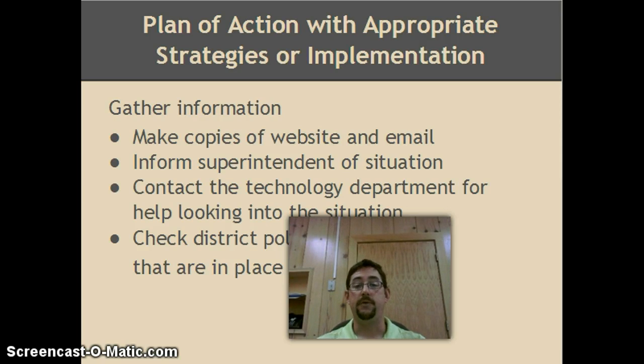Plan of action with appropriate strategies or implementation. First thing is to gather information. I would make copies of the website and email that Ms. Walker received. I would inform the superintendent of the situation. I would contact the technology department to ask for help in looking into the situation on the internet side of things. And then I would check the district policies that are in place at that time.